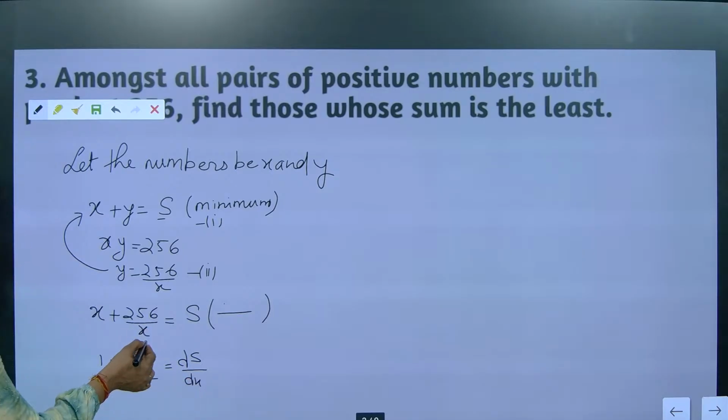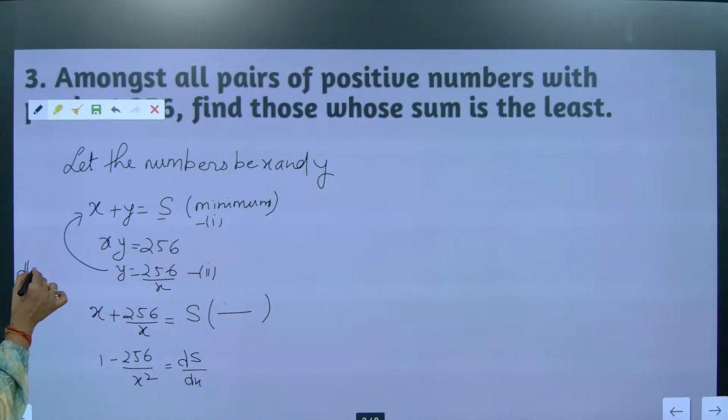Why, beta? Because if you differentiate 256 times x to the power minus 1, what will come? Minus 256 x to the power minus 2. So it becomes 1 minus 256 by x square. This is dS by dx. Now for the critical point, what are you going to do? dS by dx equal to 0.